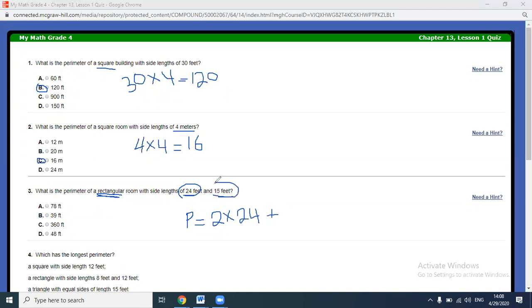Y is of what? Feet. Yes, 2 times by 15. And then find the product of each one. 2 times 24 is 48. 48 plus 2 times by 15 equals... So find the sum. 48 plus 30 will be 78. So the answer is 78, which is letter A.